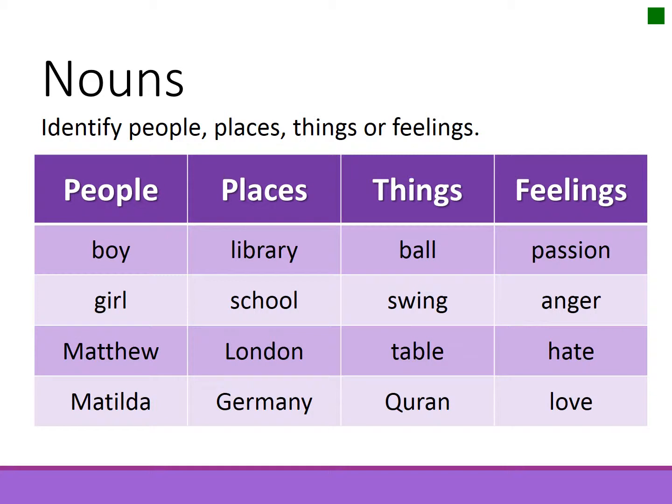Nouns. Nouns are naming words. One of their main jobs is to identify a person, place, thing, or feeling. Proper nouns give the name of a specific person, place, or organisation and always need a capital letter. There are many different types of nouns, and if you need any more guidance on this, please refer to the separate video on nouns.